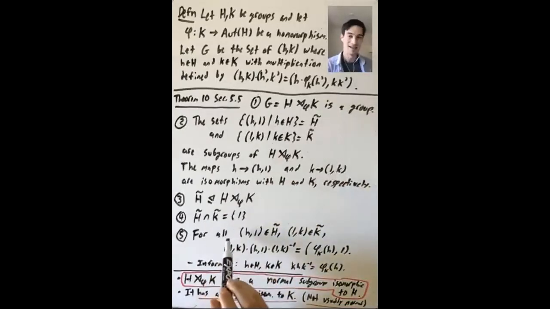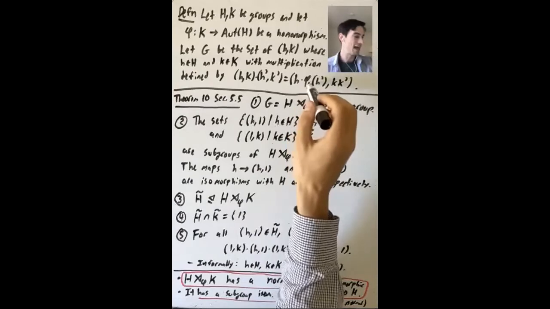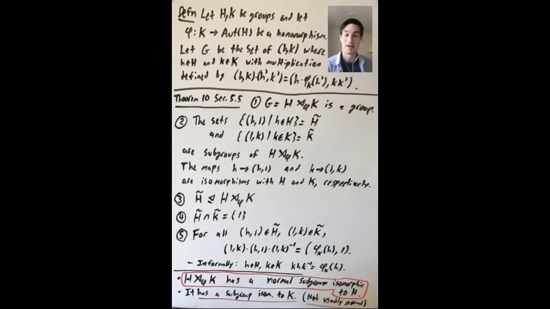And then the last part of this big statement is about conjugation inside this semidirect product and how it relates to this special phi_k applied to something in H that shows up in the definition of the multiplication. So let's just take something in H tilde and something in K tilde. I really want to emphasize these are elements in the semidirect product. What happens when you conjugate something in H tilde by something in K tilde? You see that what you get is phi_k applied to h and then the identity of K.